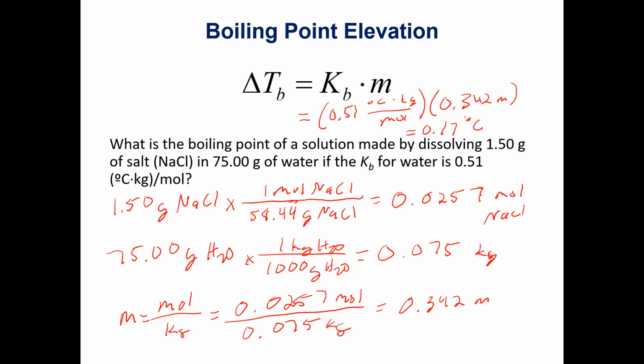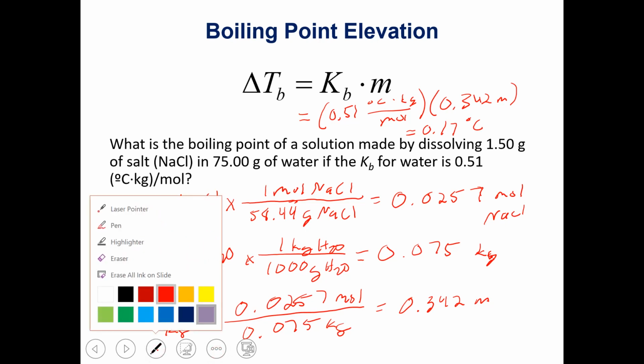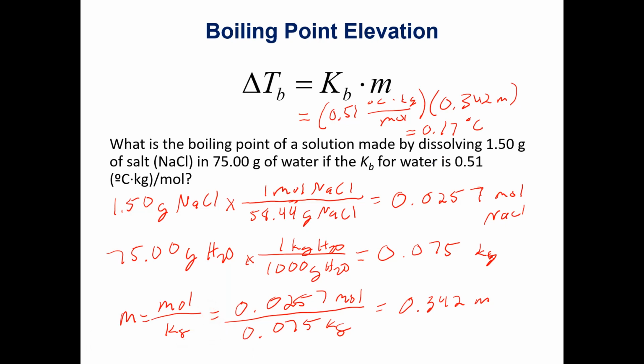The question asks us, what is the boiling point of the solution? So the boiling point of water is 100 degrees Celsius, and we're going to increase the boiling point by 0.17 degrees Celsius. So we end up with a boiling point of 100.17 degrees Celsius. So we don't increase the boiling point by very much, but if we added more salt, we could increase it even more.